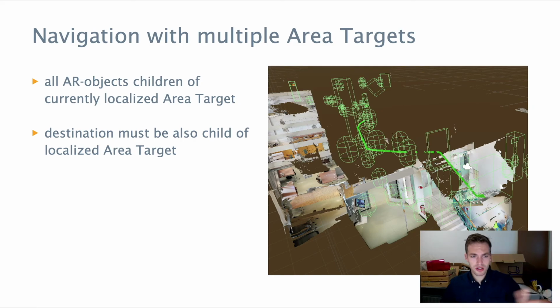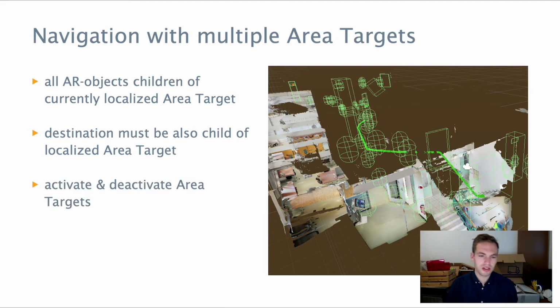And then, of course, the destination must always be a child of the localized area target, so it is also moved around to where it's currently matched to real life. And you have to activate and deactivate the different area targets when walking around, and this is not always very easy, but we'll show this in another video.